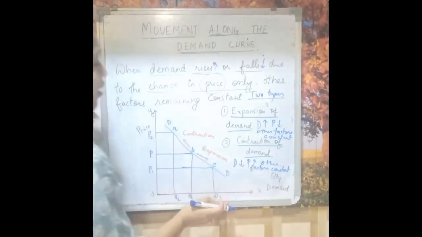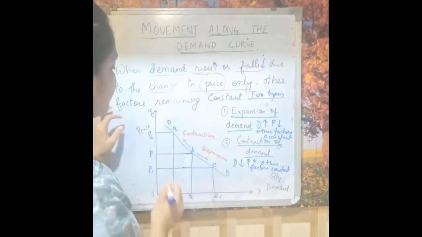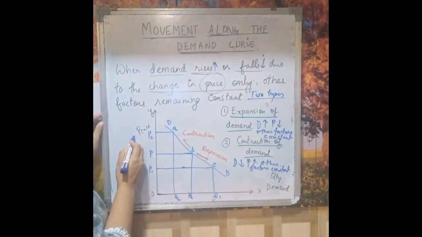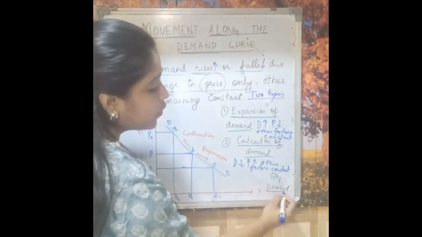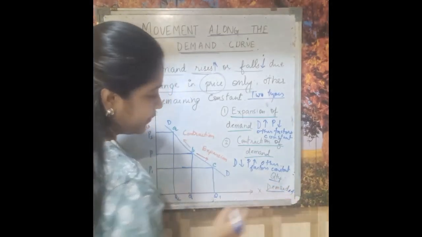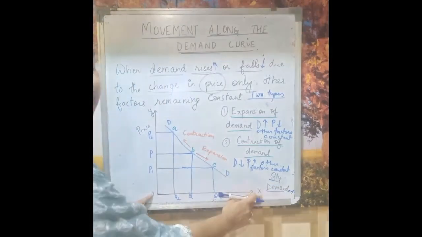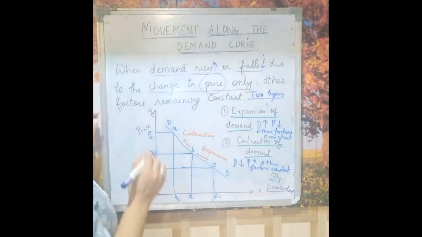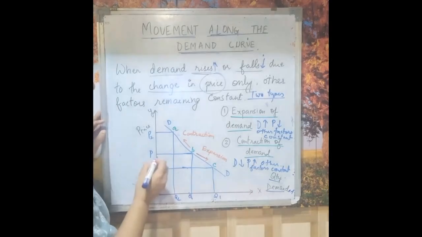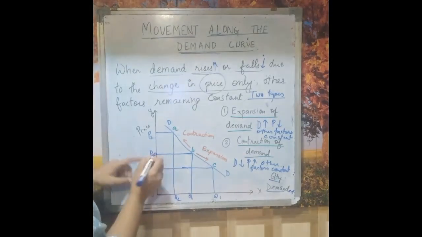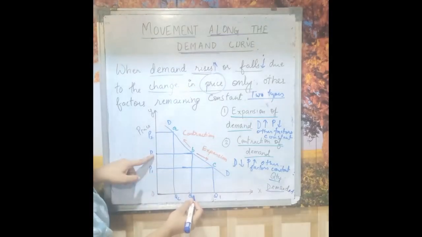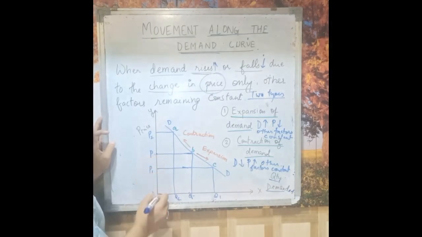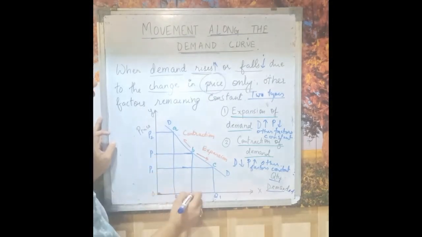Coming to the diagram of movement along the demand curve, you can see in the diagram that on the y-axis we have plotted the price, and on the x-axis we have plotted quantity demanded. We can see that when the price is at OP, the quantity demanded is OQ.